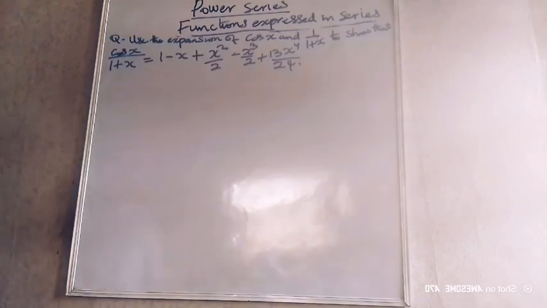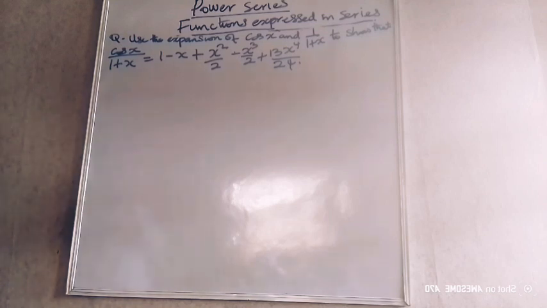Use the expansion of cos x and 1 over 1 plus x to show that cos x over 1 plus x is equal to 1 minus x plus x squared over 2 minus x cubed over 3 plus 13x raised to the power 4 over 24 and continues like that. Now let's see how it's solved easily.